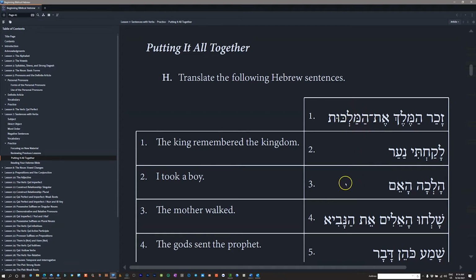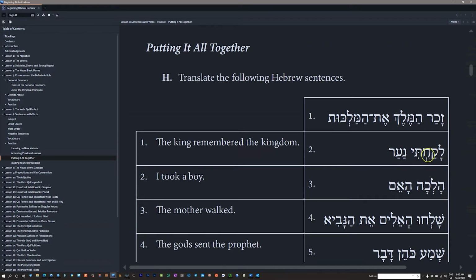So our English translation would be the king remembered the kingdom, not remembered the king the kingdom, or he remembered the king, because that sounds like someone else remembered the king. Not he remembered the king the kingdom. English starts with the subject, the king, then our verb, remembered, and then whatever's left, the direct object, the kingdom. All right, that's where the word order comes into play, the difference in word order between English and Hebrew.